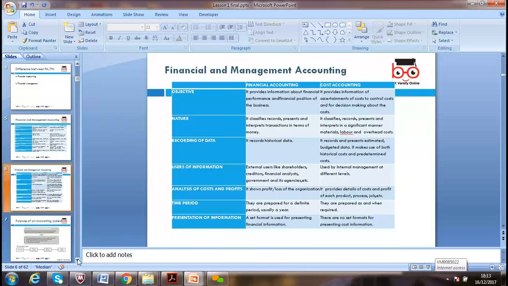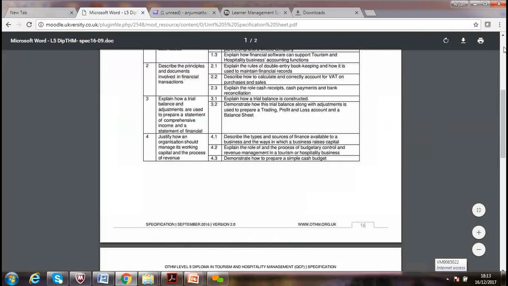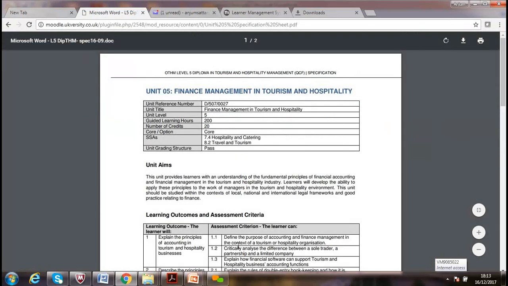Now, the first learning outcome, 1.1, is to define accounting and financial management. What is the difference between them? We address this learning outcome.